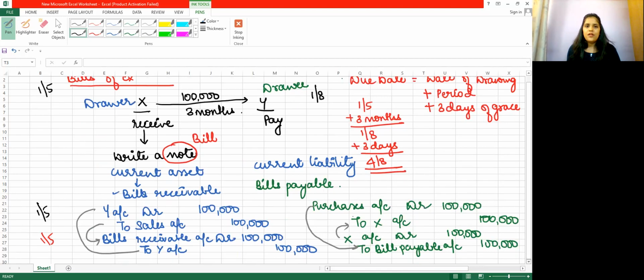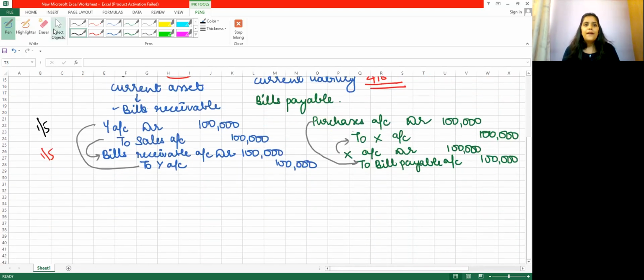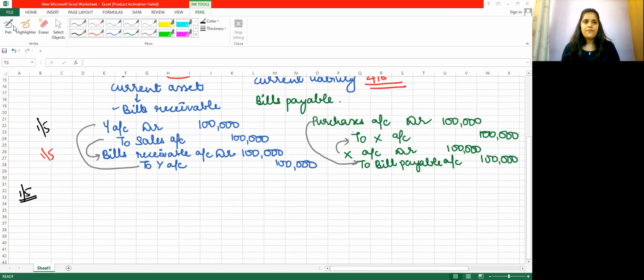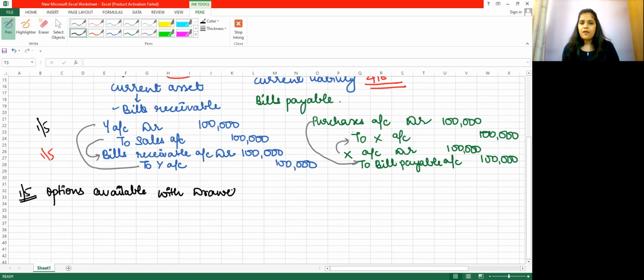Now, coming to the bills of exchange chapter. On the date of drawing, that is on 1st May itself, the drawer, Mr. X, has 4 options available with him. So here we are going to discuss options available with the drawer on the date of drawing.